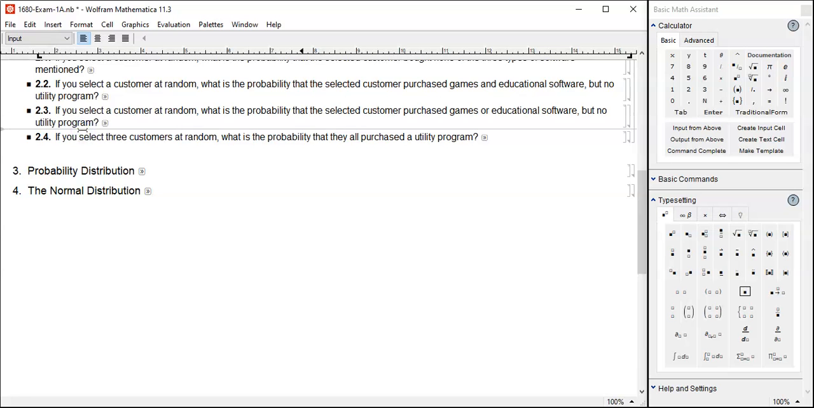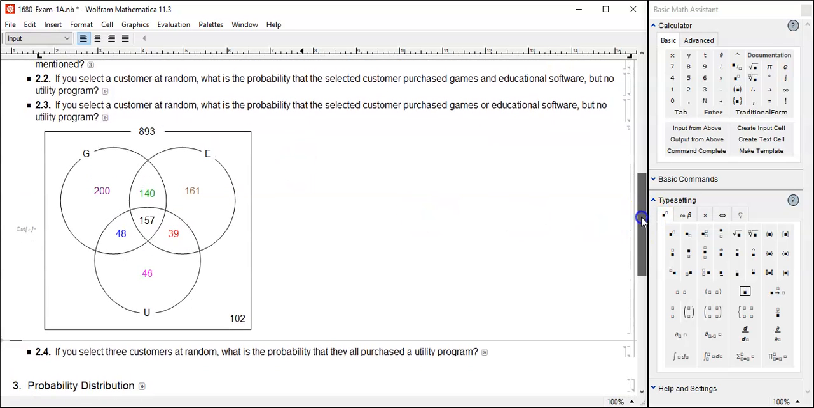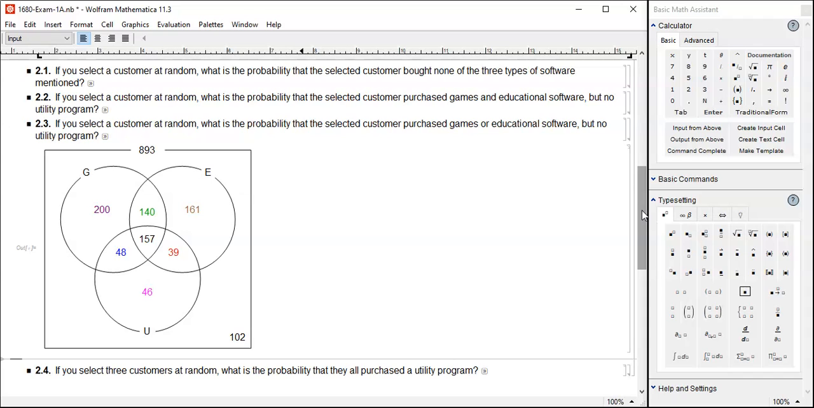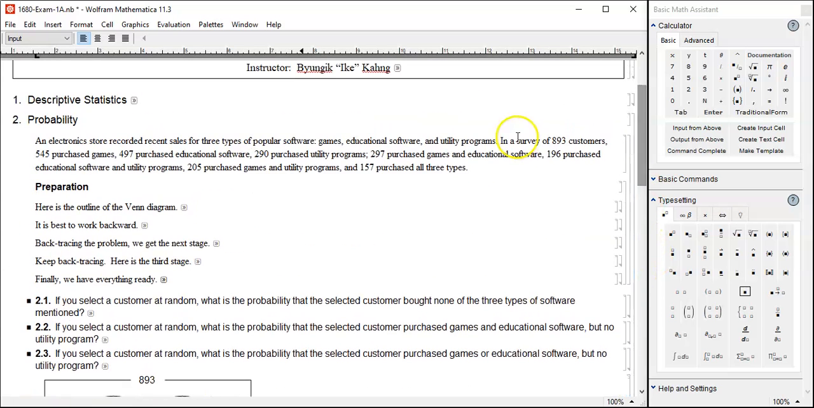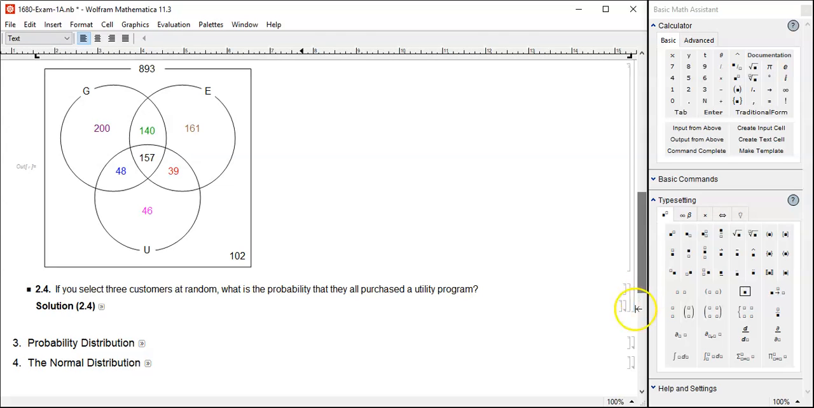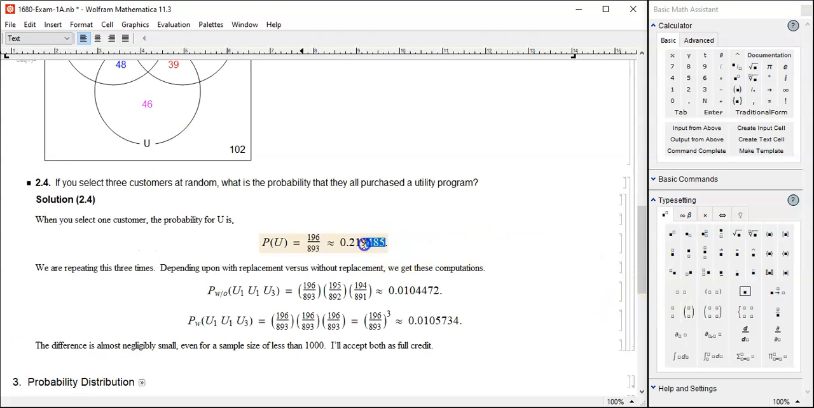Okay, and finally, you select 3 customers at random. What is the probability that all purchase utility programs? Okay, I did not specify with replacement or without replacement, but that's going to make minimal difference. So let's just go, it's a little bit simpler with replacement. We're going to do without replacement too. And then they all purchase utility programs. So utility, and what's that probability? 290 out of 893. That's taking place 3 times.